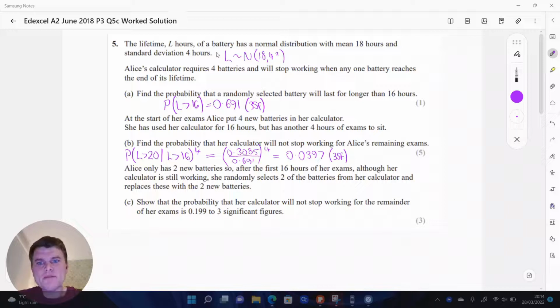In this question, we have a lifetime L, which is normally distributed with a mean of 18 and a variance of 4 squared, or a standard deviation of 4, and it's to do with the lifetime of a battery. Part A, we found that the probability of the lifetime being greater than 16 hours is 0.691.